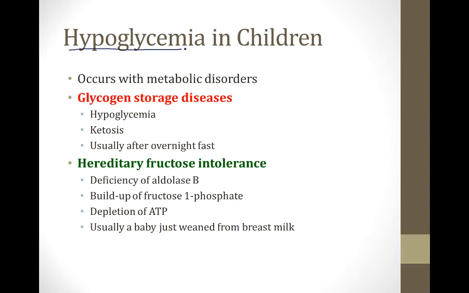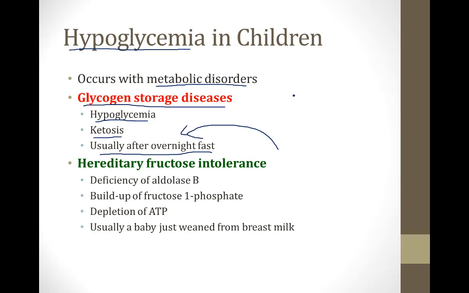Finally, let's talk about hypoglycemia between meals. As I explained before, the body has a number of mechanisms to maintain the blood sugar level during times of fasting and starvation. But in children who have metabolic disorders, sometimes these metabolic pathways fail. One of the ways children can develop hypoglycemia between meals is if they have a glycogen storage disease. I talk about these in detail in the module on glycogen, but for our purposes here, just know that these disorders result in hypoglycemia and ketosis between meals. It's usually after an overnight fast because at this point in time, the children are heavily reliant on their glycogen stores. And if they have a storage disease, they won't be able to maintain the plasma blood sugar level.